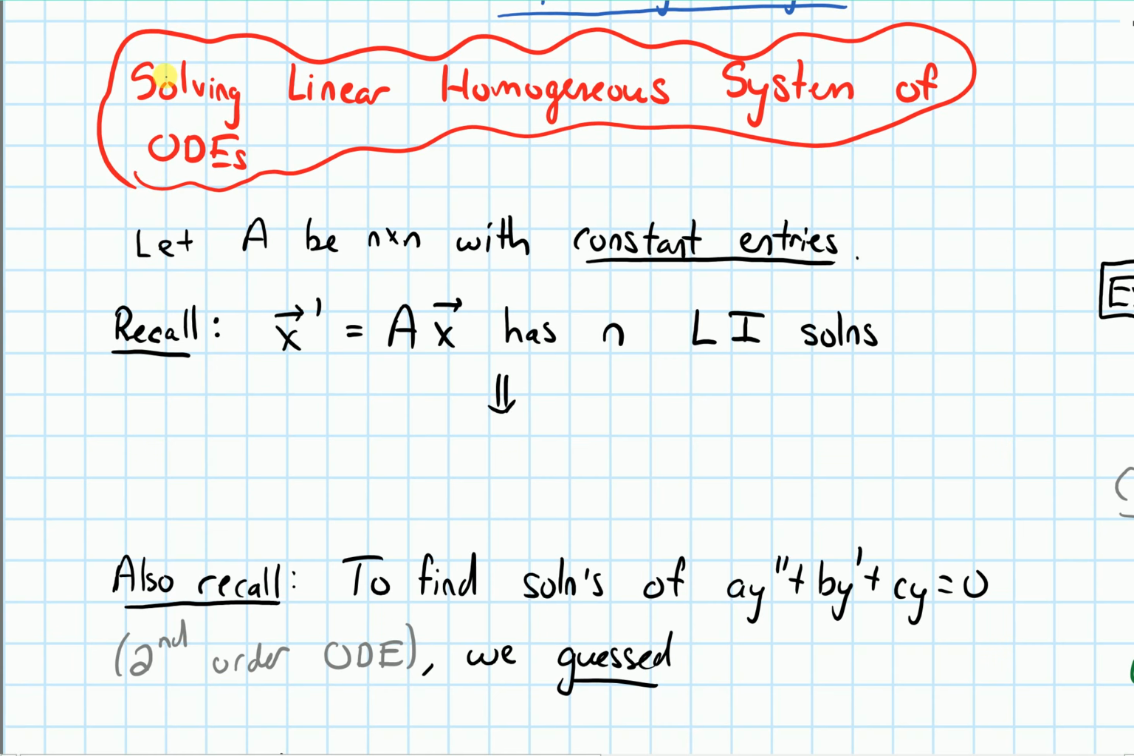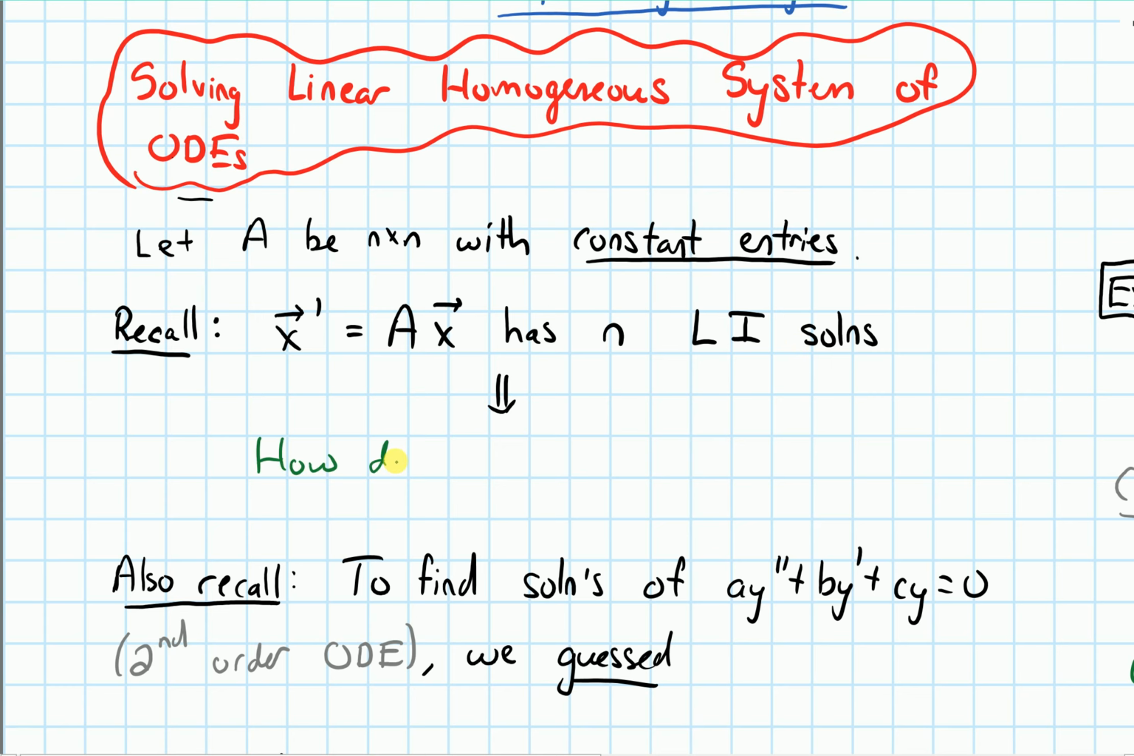In this video, we're going to talk about solving linear homogeneous systems of ODEs. We're going to look at the special case where A is an n by n matrix that has constant entries or constant coefficients. Recall that our linear homogeneous system of ODEs, x prime equals A times x, has n linearly independent solutions. So the question now is, how do we find them?